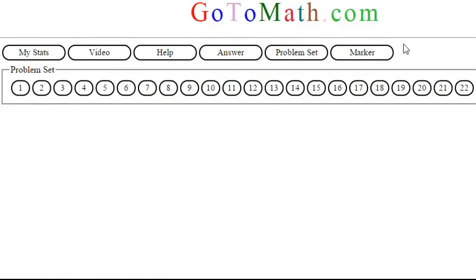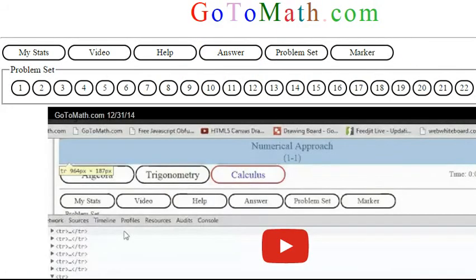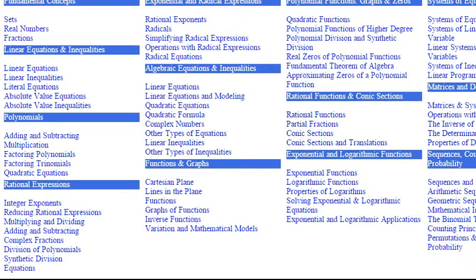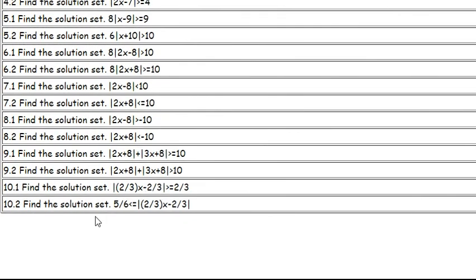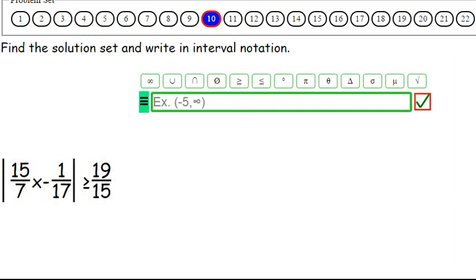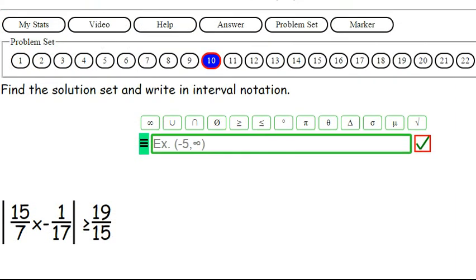Okay, so we're over here at GoToMath.com. You can come on over, practice. See you later. Okay, so what are we doing? We're over here at GoToMath.com, and click on Algebra. Let's go down to absolute value inequalities. Forgot what I was doing. Started thinking about something else I don't need to be thinking about.